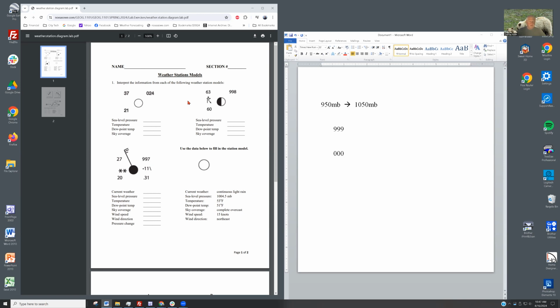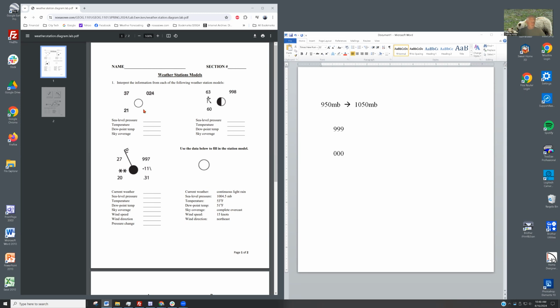Now, ultimately, for our class, I'm only going to have you responsible for knowing the barometric pressure, the change in barometric pressure over the last 3 hours, the current temperature, the dew point temperature, cloud cover, wind speed, and wind direction. Okay, it sounds like a lot, but it's not that bad.